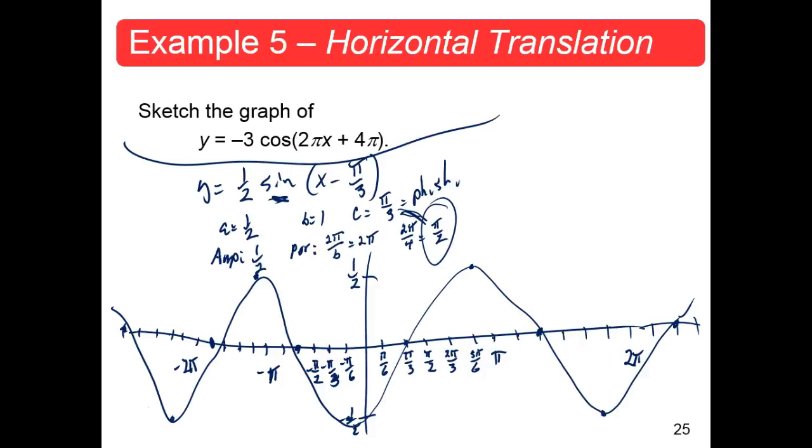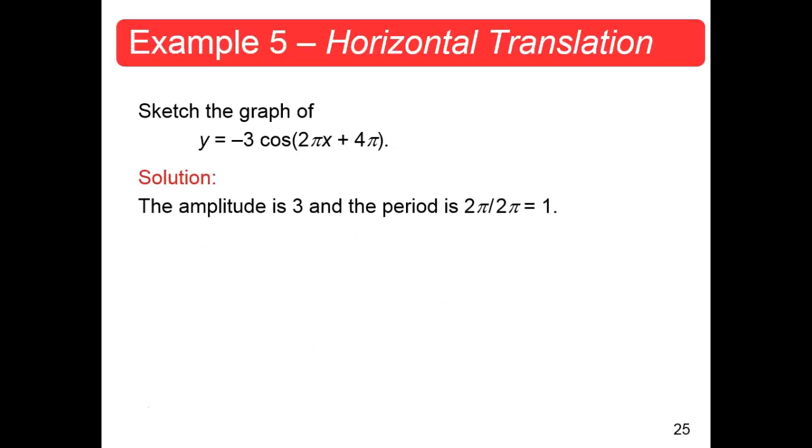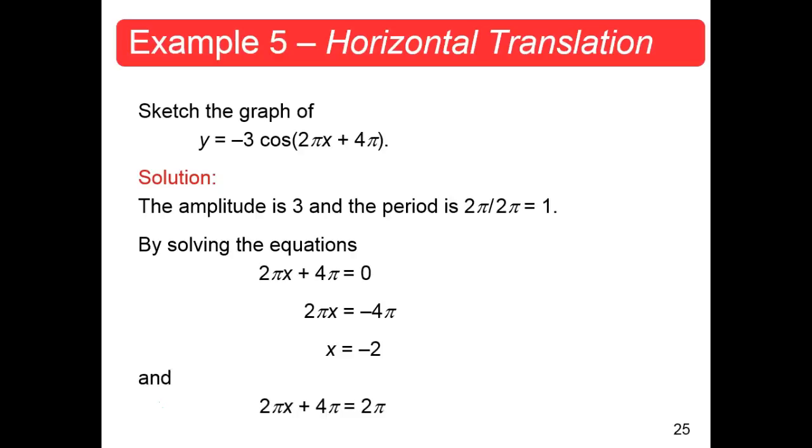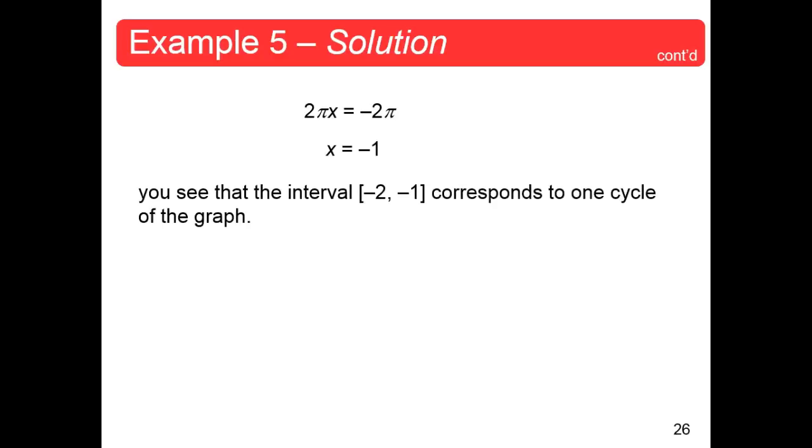All right. So that was example 4. We've already done example 5, and you see in the book, I've already erased it. Actually, I erased what I did. Let's see what they do. For example 5, amplitude 3. Period is 2 pi over 2 pi, 1. And then they go through solving the equations. If you just factor out the B, what's left is your C. They go through solving the equations and doing all that. So that gives you your interval.